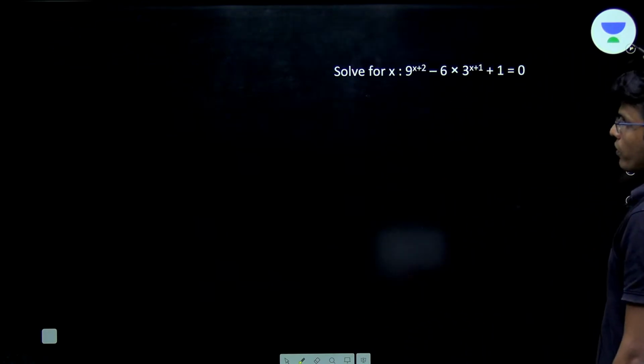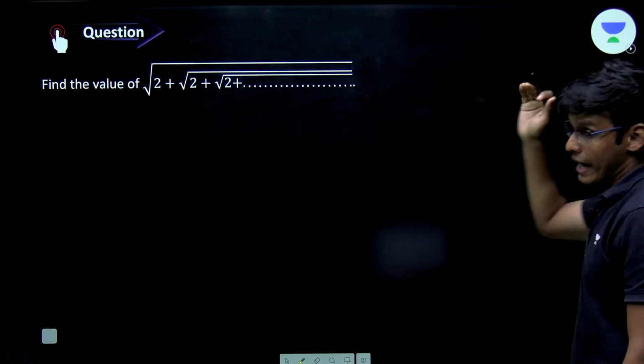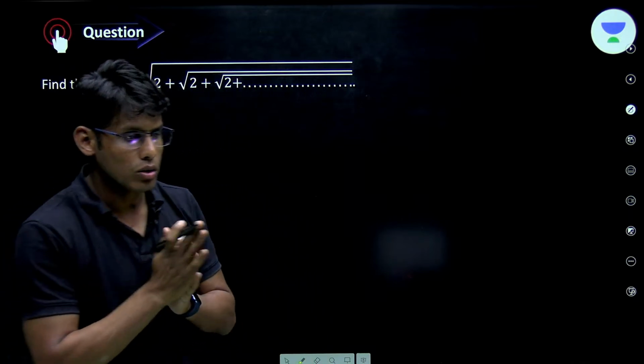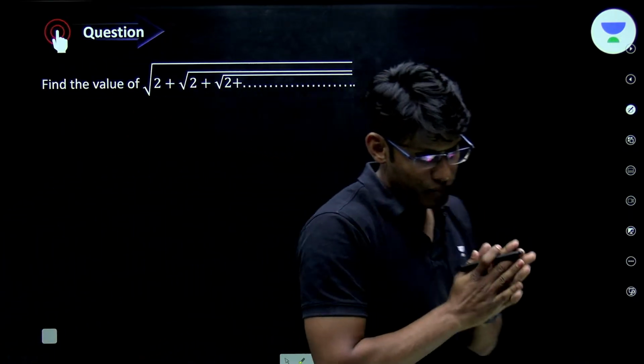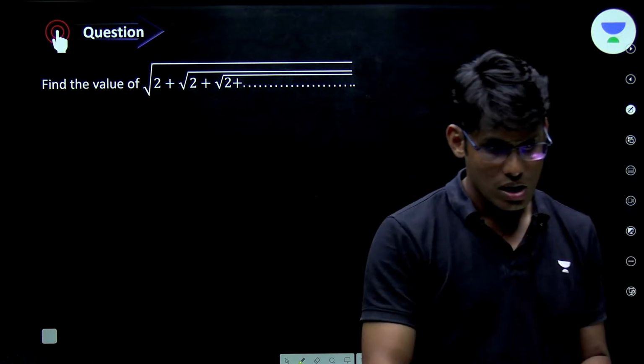Okay, perfect. Now this is again a pseudo quadratic equation. Now the level is going to be further up. Please solve it.